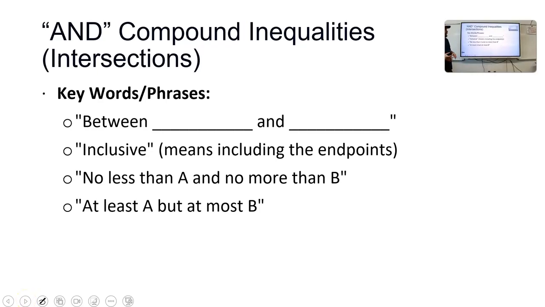Here are some keywords or phrases. For example, it'll say between -2 and 3. Or it could say inclusive, which means it's going to include the endpoints. We could say no less than A and no more than B. We could say at least A, but at most B. That gives you a range of where you could have your number between two different endpoints. Those are some keywords that you'll want to remember. Our assignment's going to look like identifying keywords, so make sure you know what those mean.